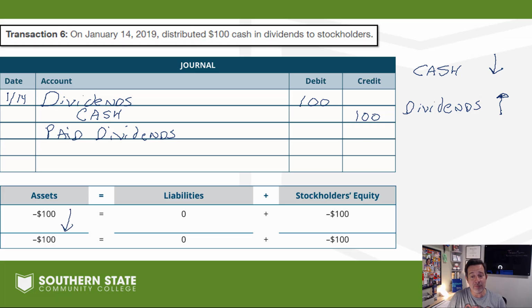With that transaction being over, here's the impact on the accounting equation. Assets went down 100 from where we paid cash. Our retained earnings underneath stockholders' equity go down 100 from where we paid dividends.